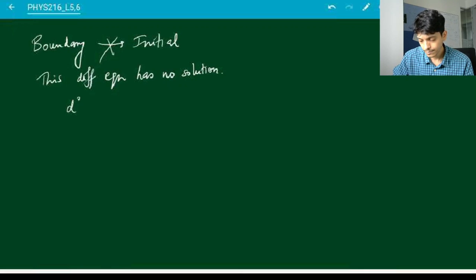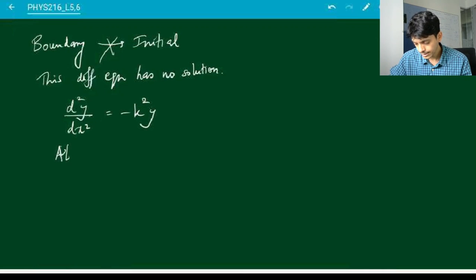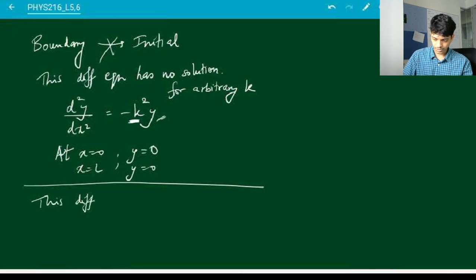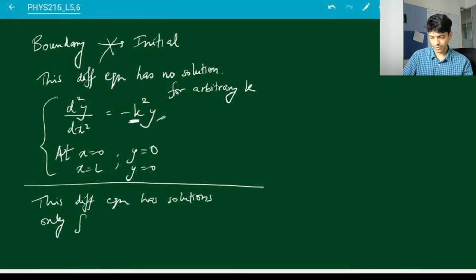That's a profound statement to make. So I've said d2y by dx square is minus k square y with the condition that at x equal to 0 as well as at x equal to L, y has to be equal to 0. If it doesn't work for any arbitrary value of k square, it will not work for any y. And the reason for that actually is that this equation does not have a solution for any arbitrary value of k. Or if I put it in a different way, this differential equation, and when I say differential equation, I mean including these boundary conditions, has solutions only for specific values of k.